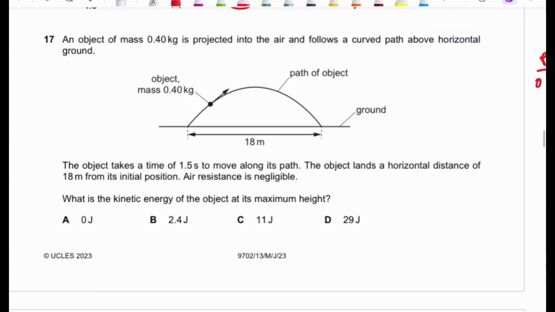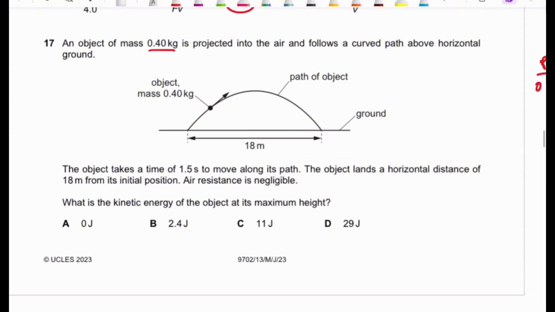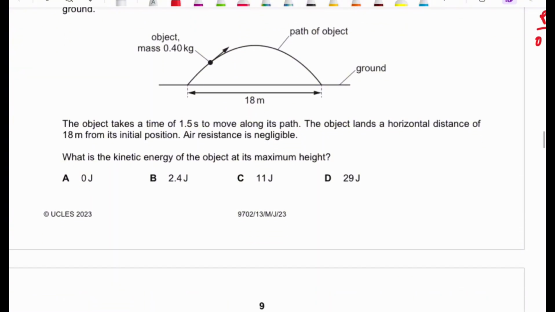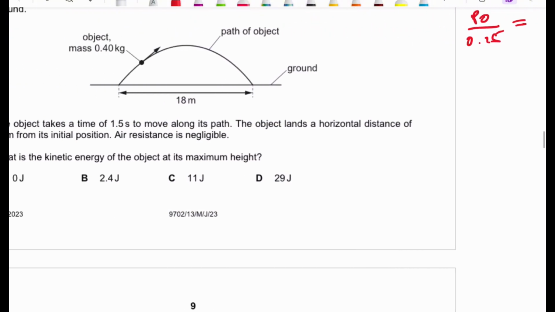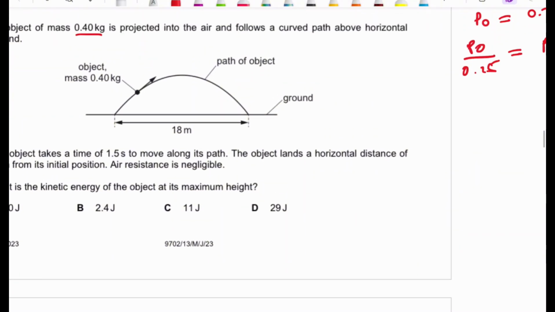Okay, moving to question number 17. We've been given an object of mass 0.40 that is projected into the air and follows a curved path along the horizontal ground, right? The object takes a time of 1.5 to move along its path, okay? So the object lands a horizontal distance of 18 meters from its initial position. Air resistance is negligible. Okay, what is the kinetic energy of the ball at its maximum height?